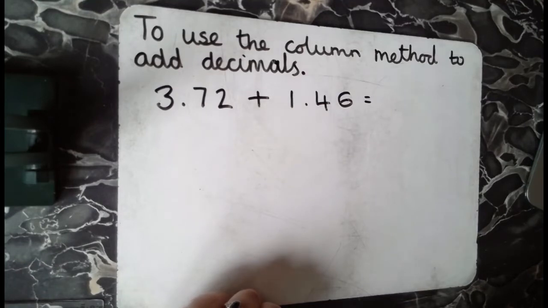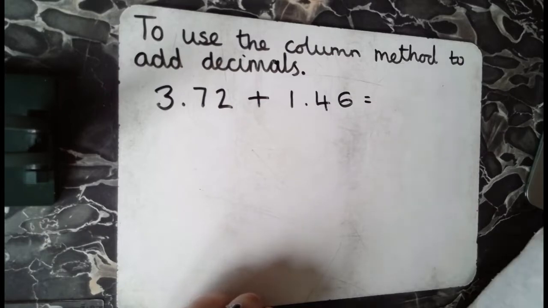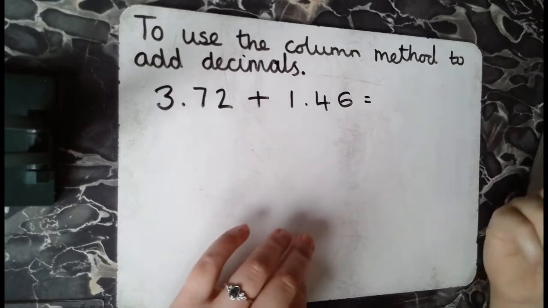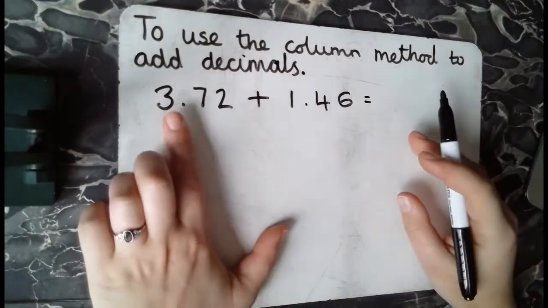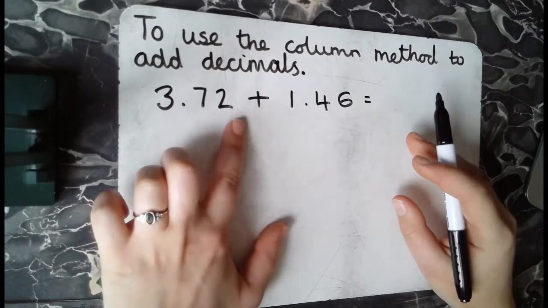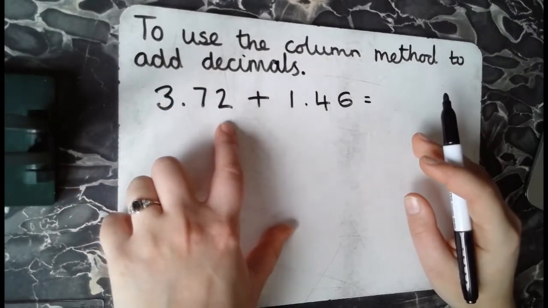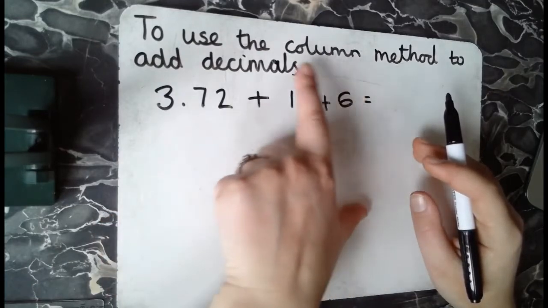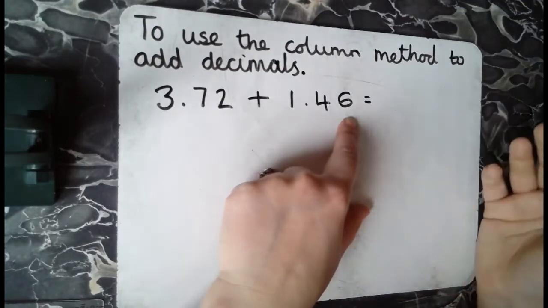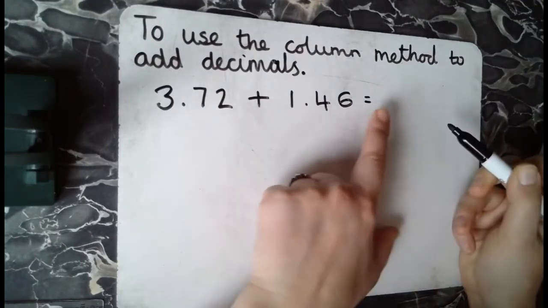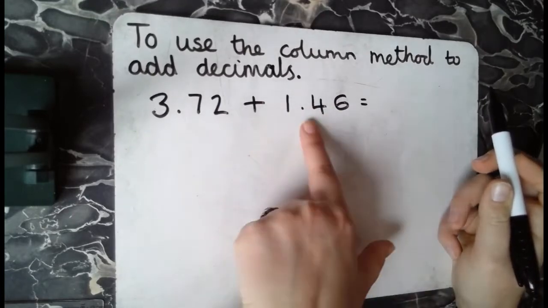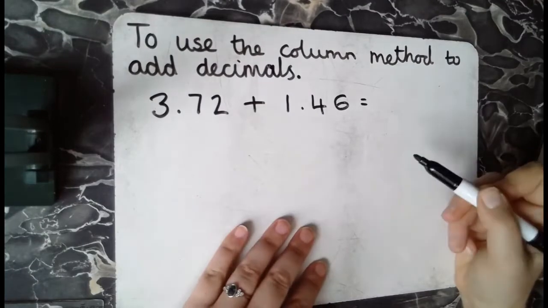So as with yesterday, the first step is to read the equation. This helps you familiarise yourself with the numbers that are in your equation and also the calculation that you're doing, be it addition, subtraction, division, multiplication. So we've got 3.72. This is our first addend, the first number in our addition equation. Add 1.46. This is our second addend, the second number in our addition equation. Equals, and then this space here is for me to write the sum of the two addends, the two numbers I'm adding together. That's step one done.